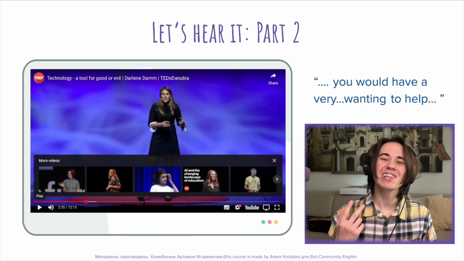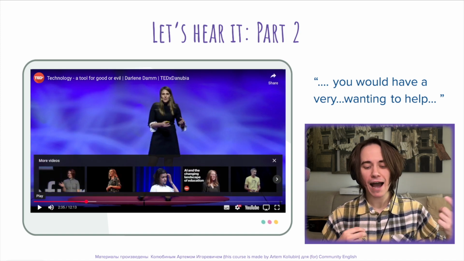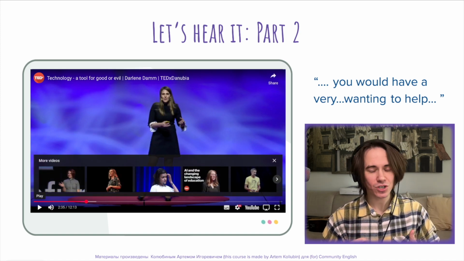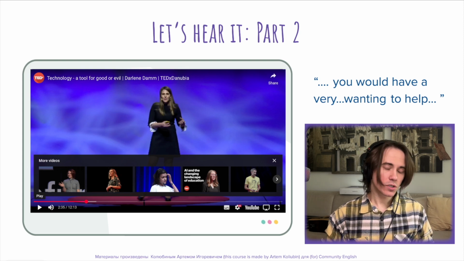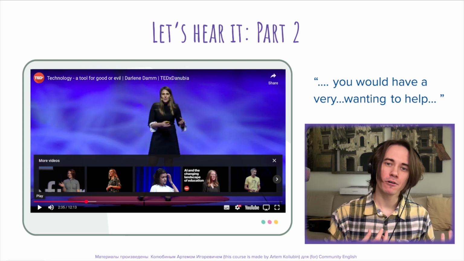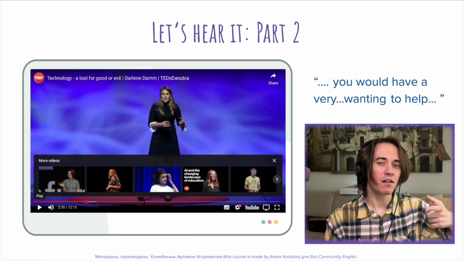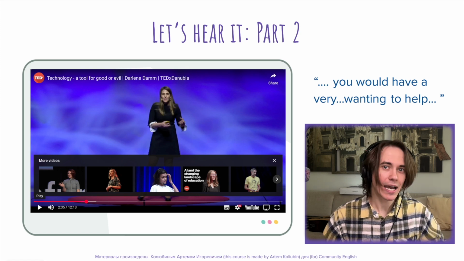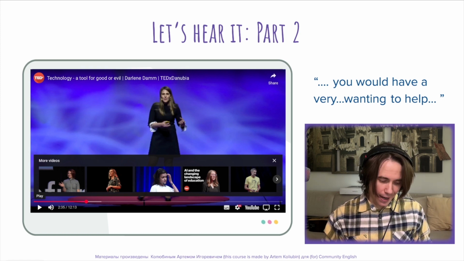So usually, because how, you would have a very wealthy country wanting to help, right? So again, we have usually as an adverb, wealthy as an adjective, wealthy country. Which country? Wealthy. Okay, perfect.